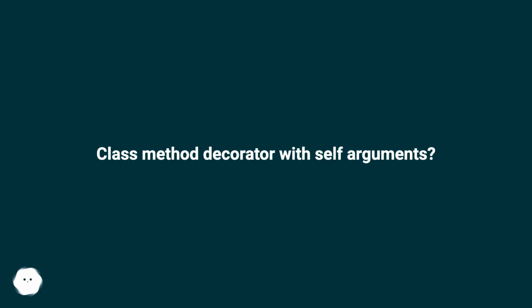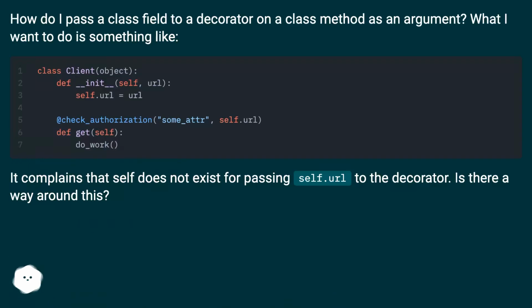Class method decorator with self arguments? How do I pass a class field to a decorator on a class method as an argument? What I want to do is something like, it complains that self does not exist for passing self.url to the decorator. Is there a way around this?